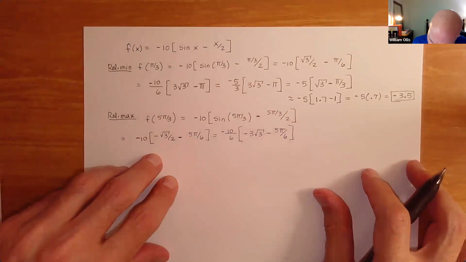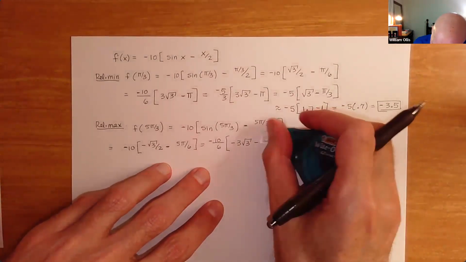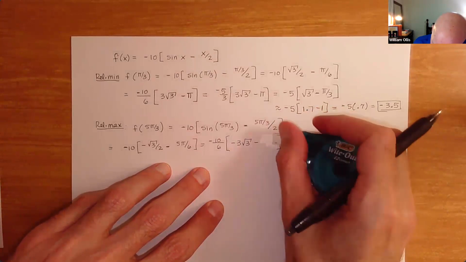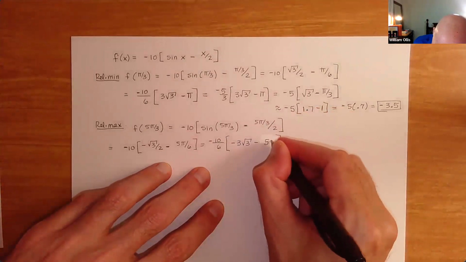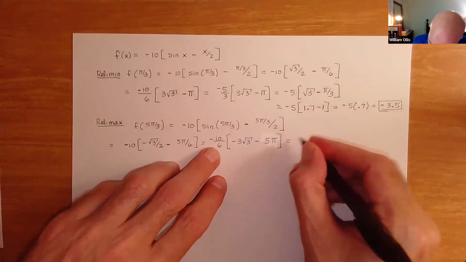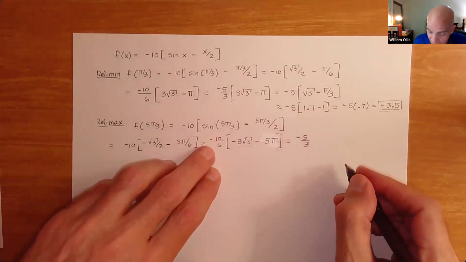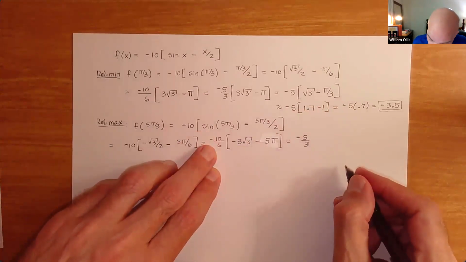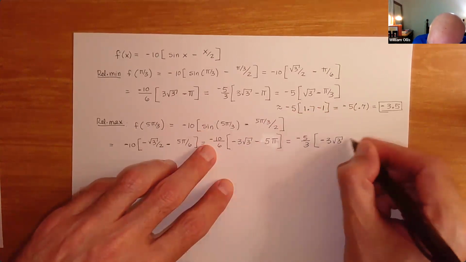Now, oh yeah, excuse me, sorry, 5 pi. I'm looking back at the original. That's one nice thing about math. It tells you exactly what to do. So now do what we did before and do the negative 5 over 3, divide the negative 10 and the 6 by 2, and that gives us negative 3 root 3 minus 5 pi.